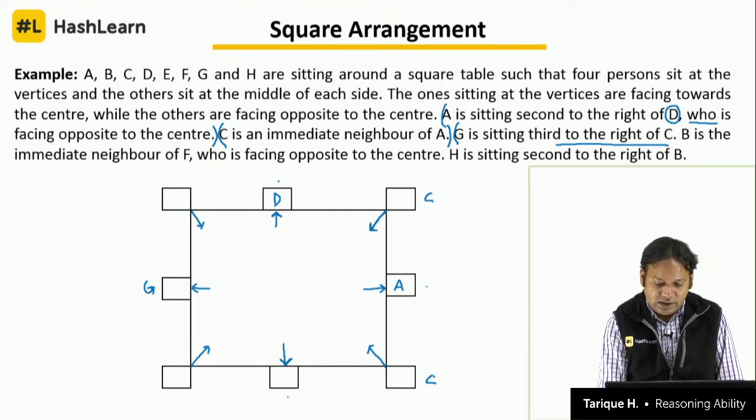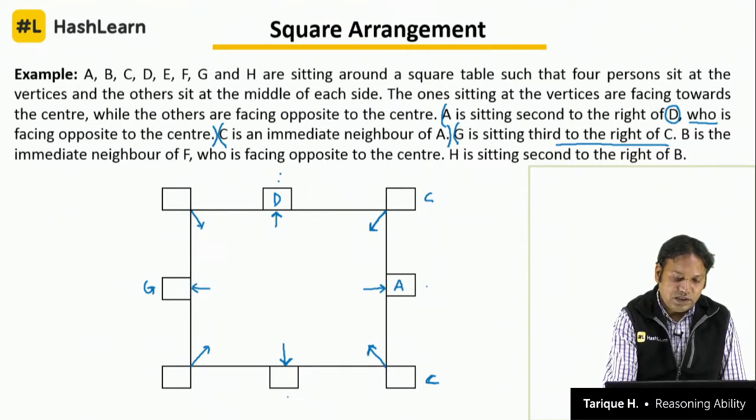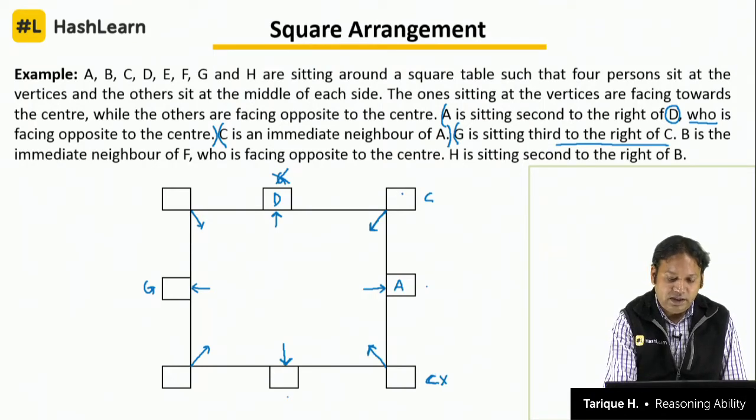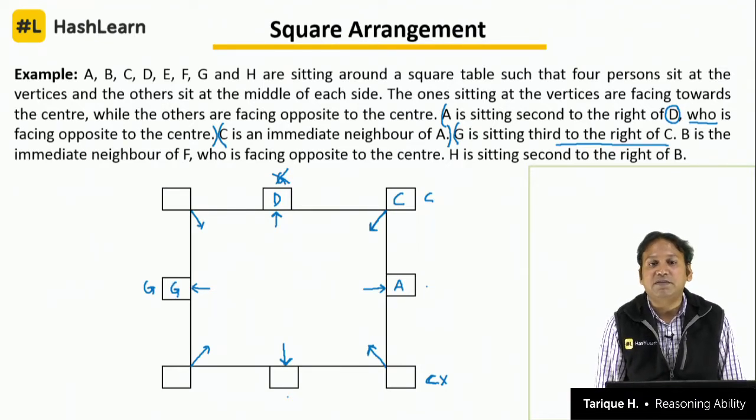Second is that C is here and G is sitting third right of C. Again we know that C is facing the center. The third right from here, 1, 2, 3. So G can come here, but that is not possible because this place is already occupied. So if G cannot come here, that means C cannot come here. That means the final position for C is here, and the final position for G is here. So now we have found out the position of C and the position of G.